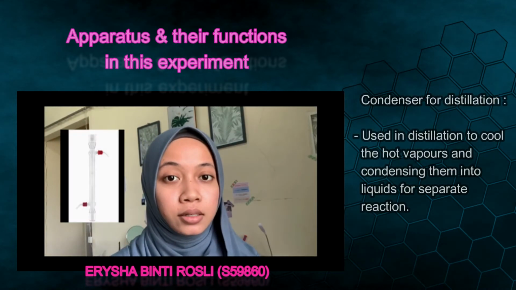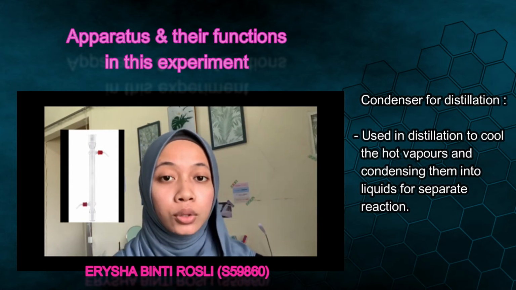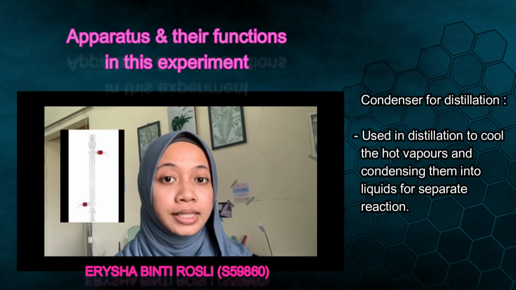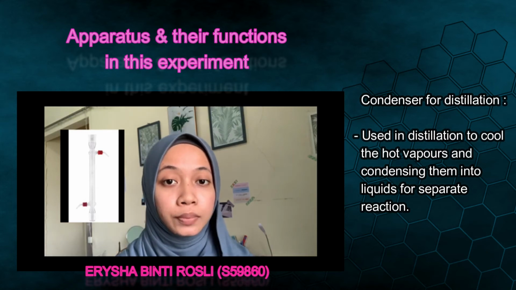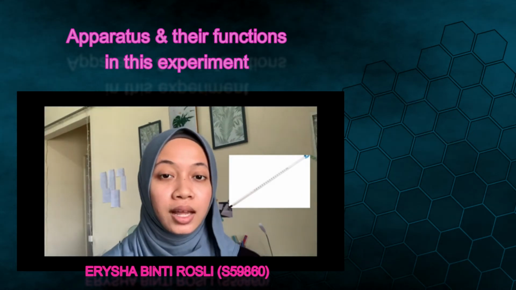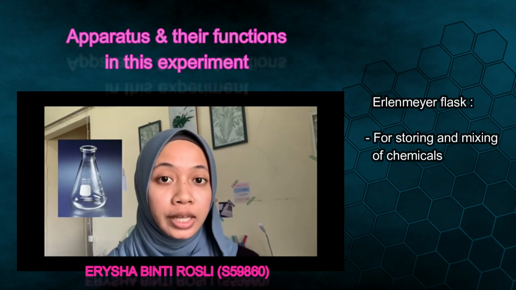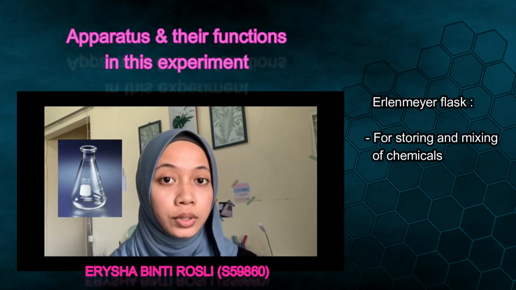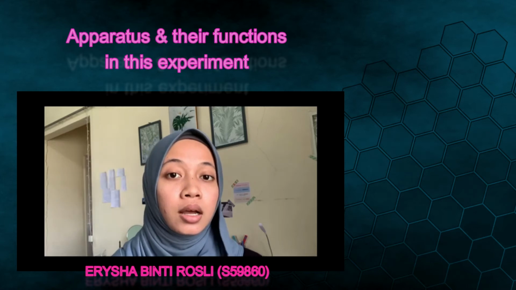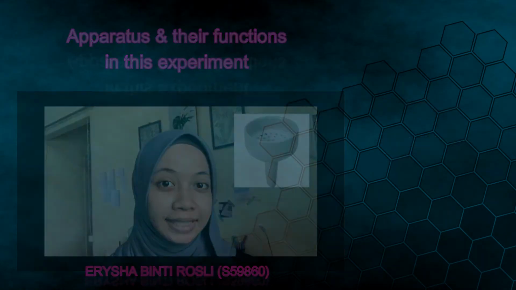Third is the condenser for distillation. The condenser is used in distillation to cool the hot vapors and condense them into liquids for separate collection. Next is the thermometer. The thermometer is used for measuring temperature in the experiment. Next is the Erlenmeyer flask. The Erlenmeyer flask is used for storing and mixing chemicals in a laboratory setting. Lastly is the Buchner funnel. The Buchner funnel is used to filter liquid from solid.